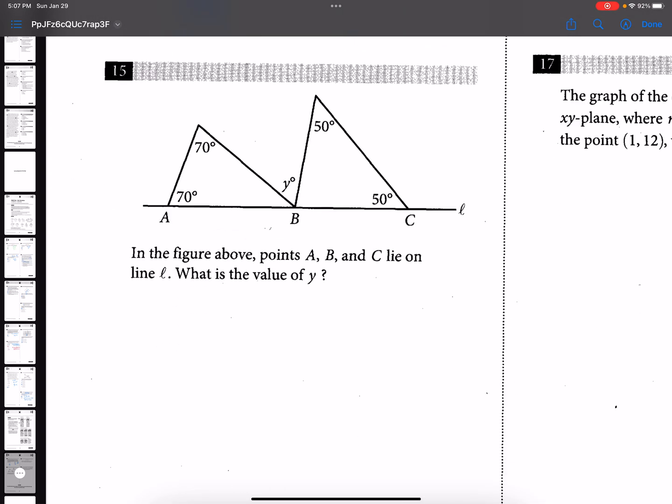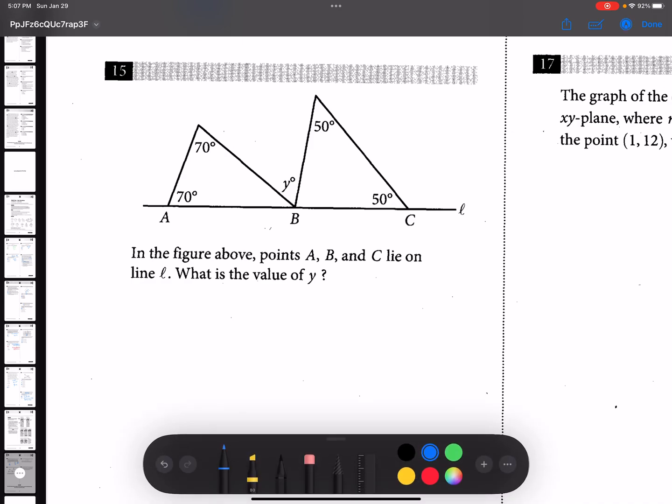Okay, 15. In the figure above, points A, B, and C lie on the line. What is the value of y? Okay, so we're asked to find what is the value of y. We can take it like this, because this is a whole straight angle. And triangles are equal to 180 degrees. 50 plus 50 is 100. 180 minus 100 would give us 80. So that means over here, this is 80 degrees. And now we find this side. 70 plus 70, 140. 180 minus 140 is equal to 40.